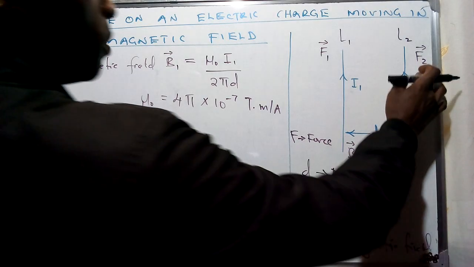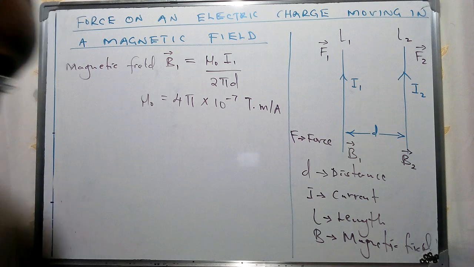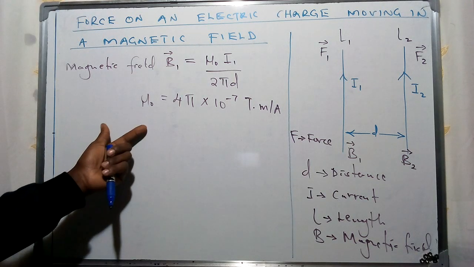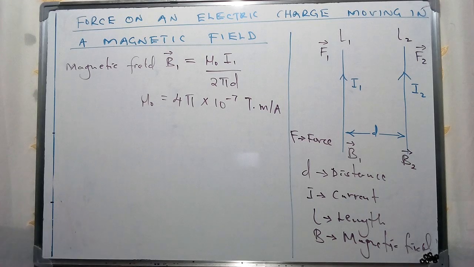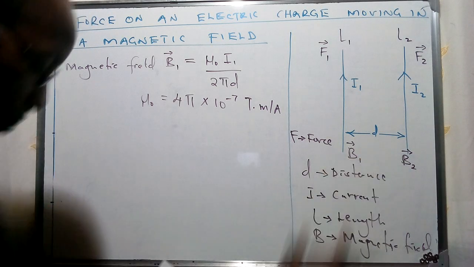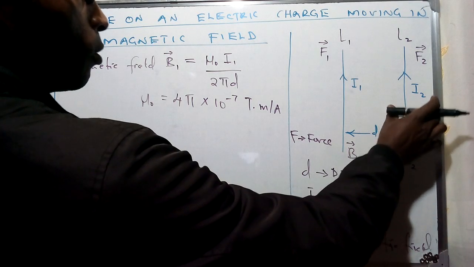Now, F2 is going to be the force experienced by this specific wire due to the presence of this one. Therefore, we are going to evaluate F2 exerted by B1, the magnetic field of B1, as we have said. This can be given in terms of the length L2 of the wire, which is carrying the current.